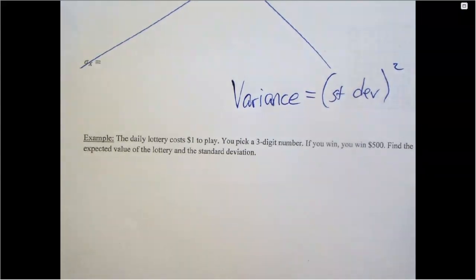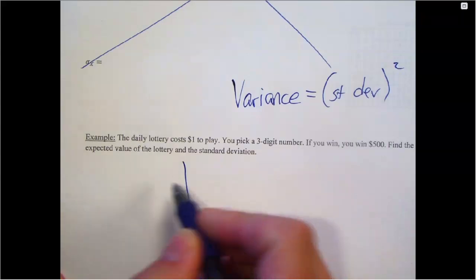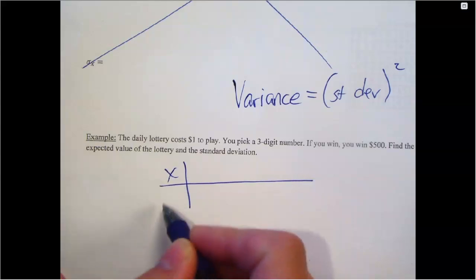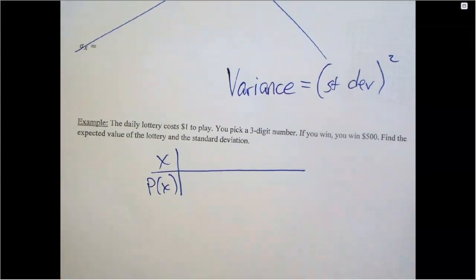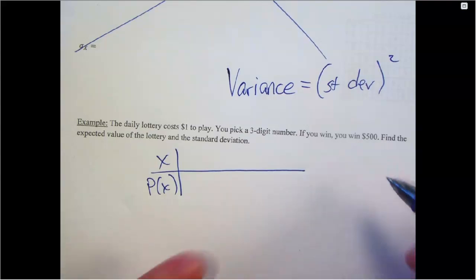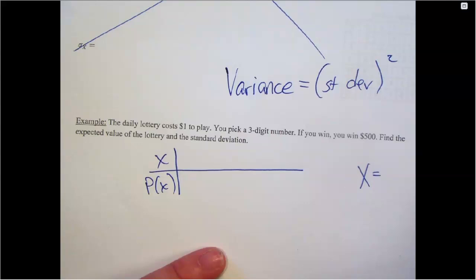And then we get into these kind of games, like a lottery. We're going to try to make a table here, and we're going to find the mean and standard deviation. What should I do before I forget? Title it. X is money.